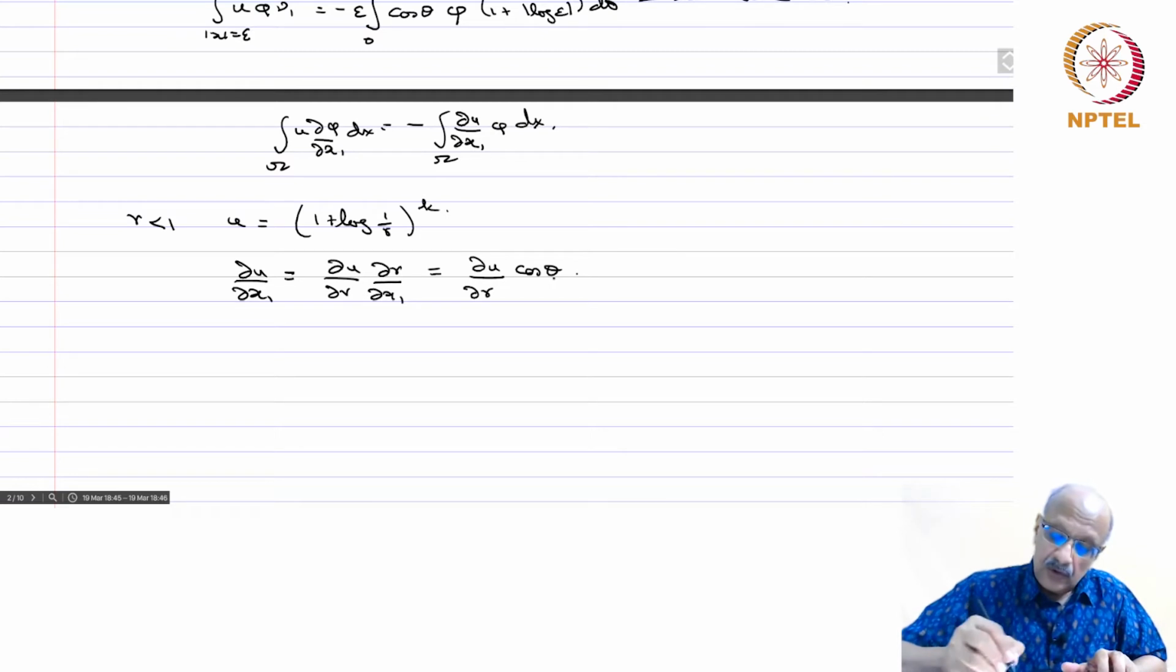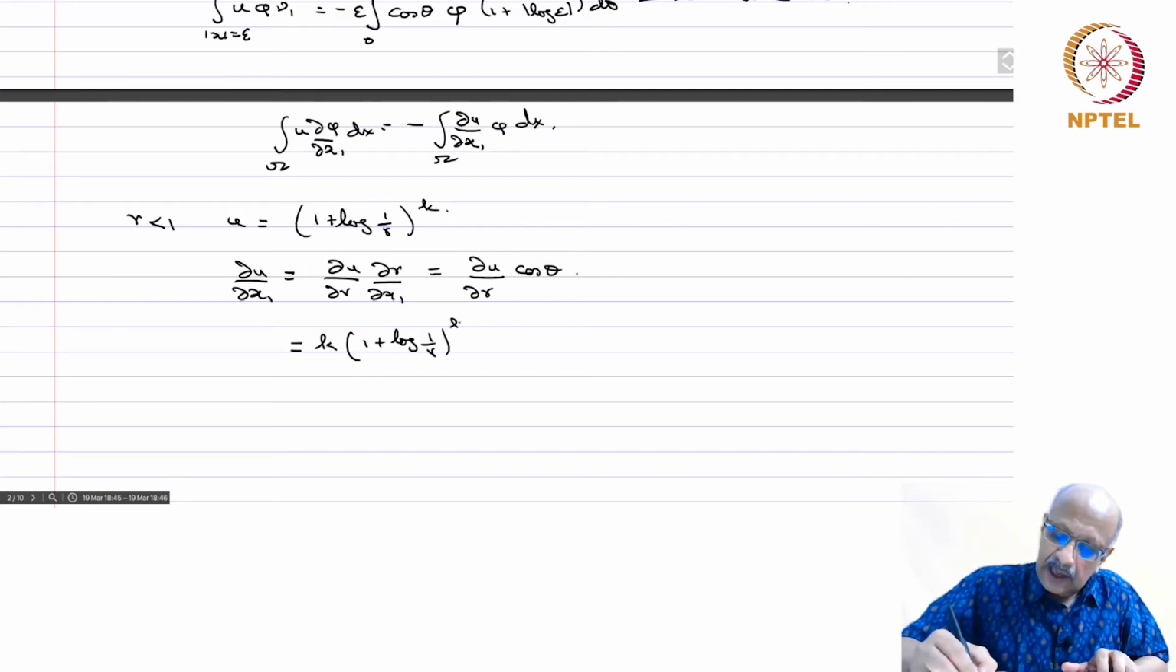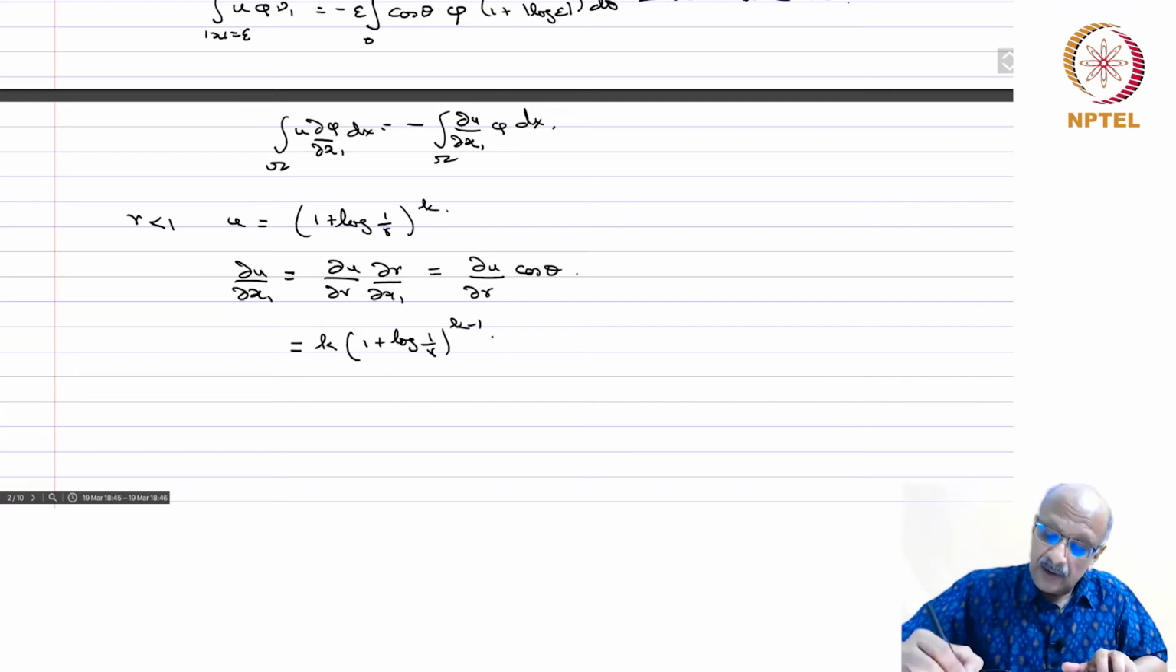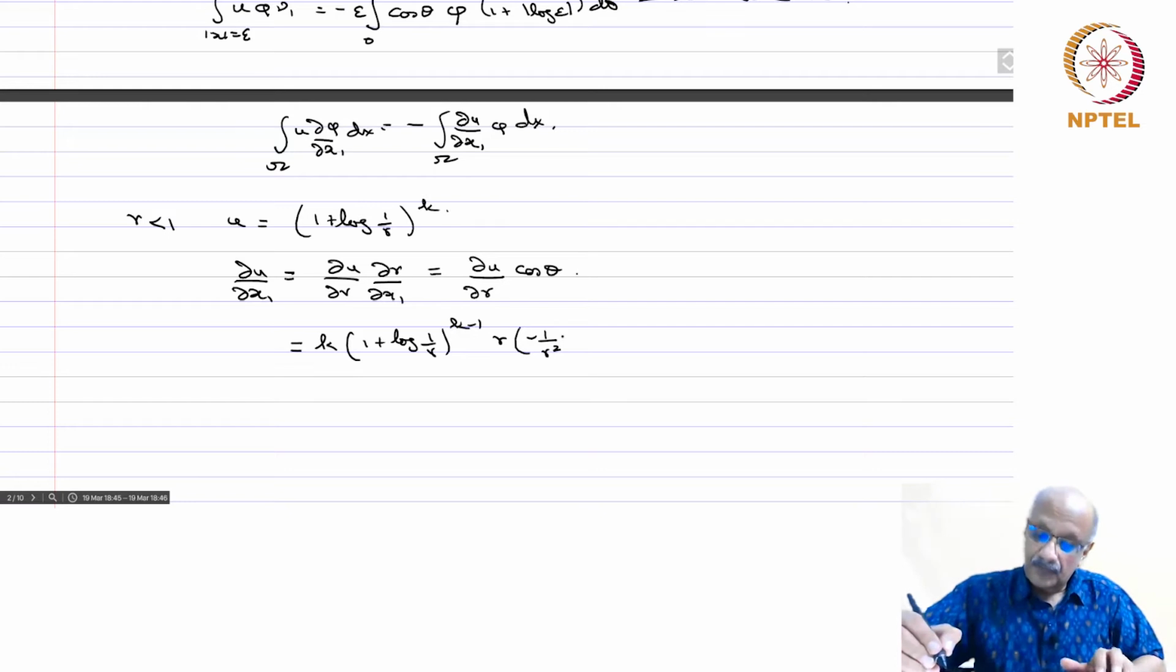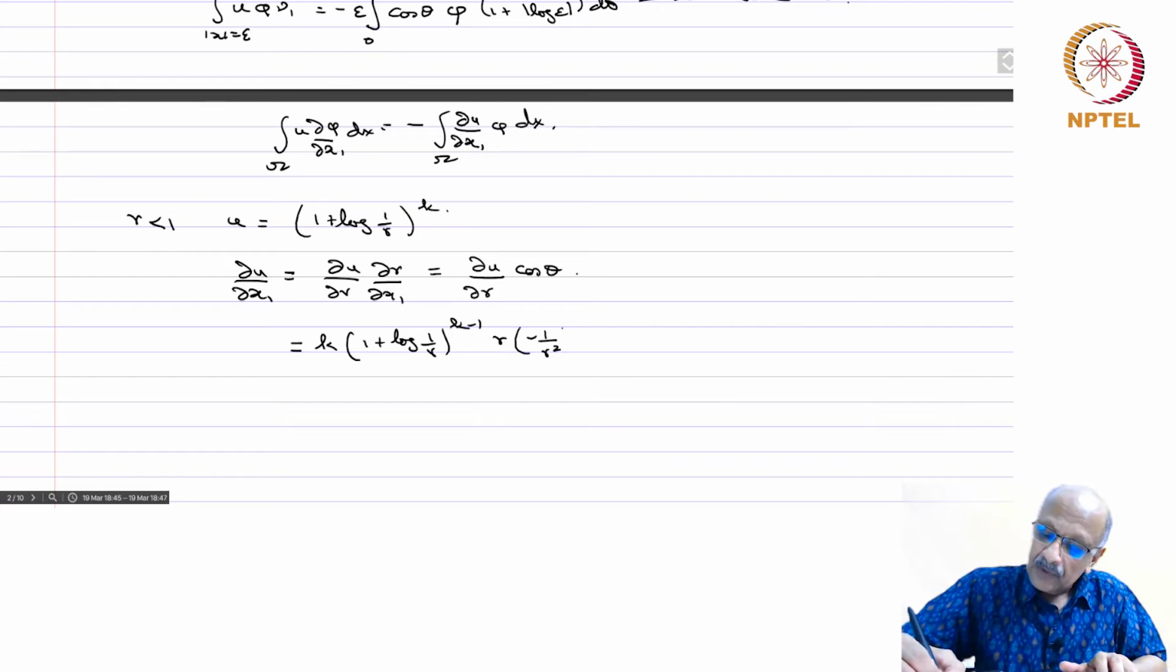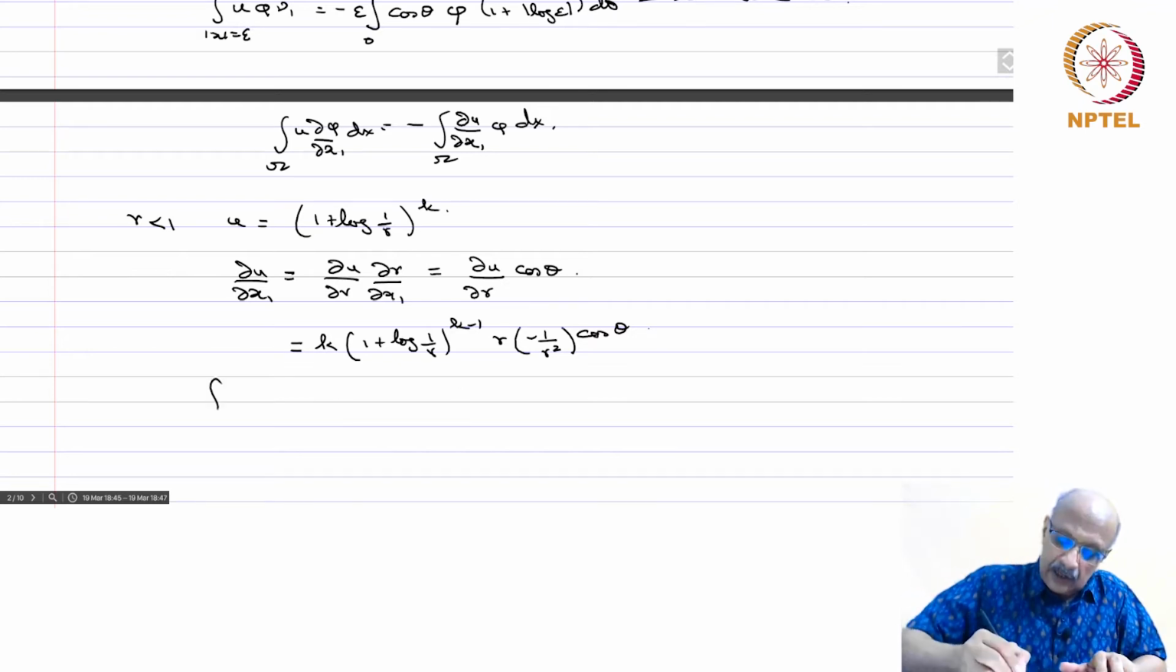So that is equal to k times (1 plus log 1 by r) to the power k minus 1, into r, into minus 1 by r squared. When you differentiate the log, you get 1 by 1 by r, that's why you get an r, and then you have to differentiate 1 by r, which gives you minus 1 by r squared, and into cos theta.